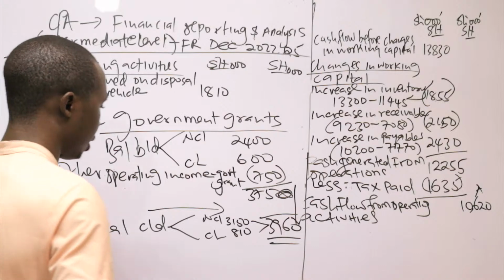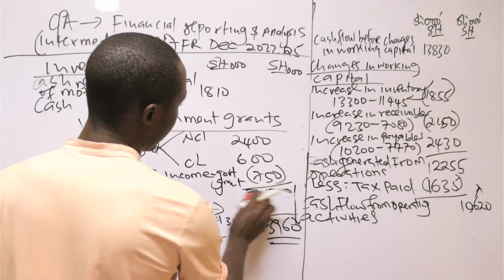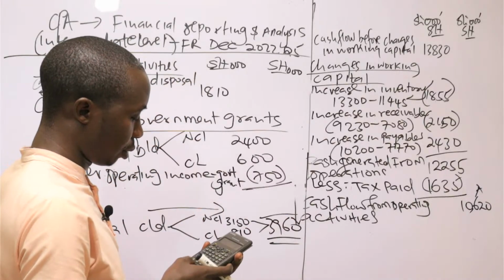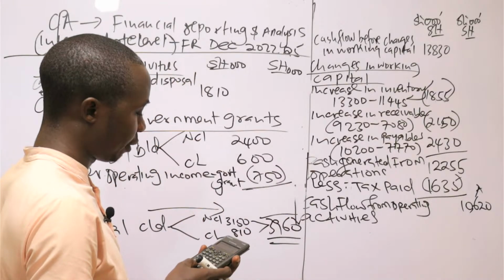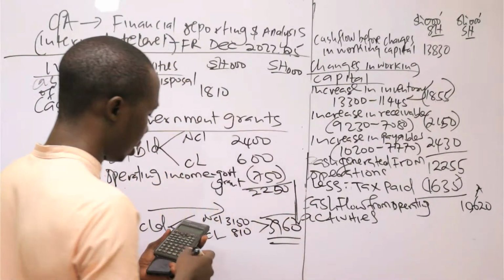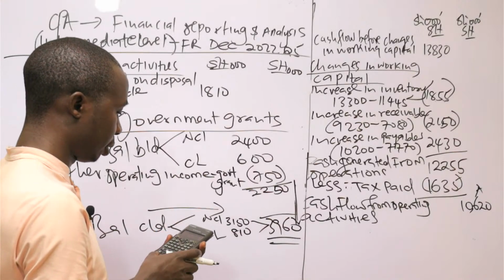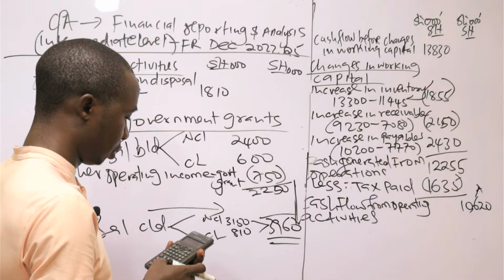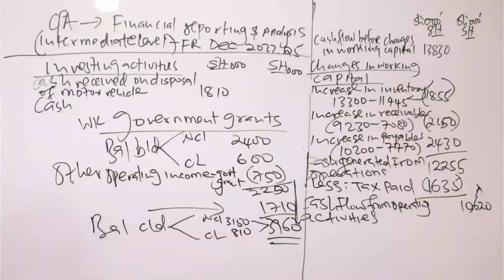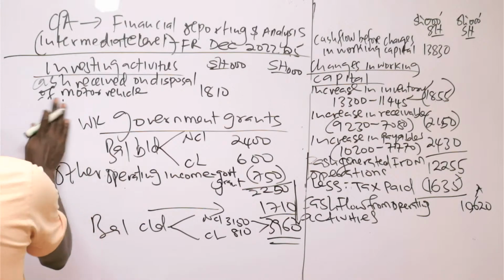So remember that we have made a mistake here. This one is supposed to be a deduction, because 3,000 minus 750 is 2,250. So then it increased to 3,960. What they received here is 1,710. So the 1,710 is what they received. So here we have a government grant received.